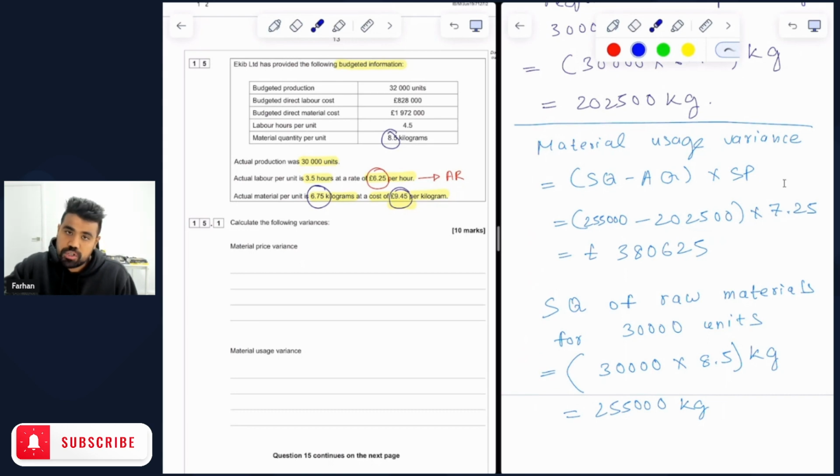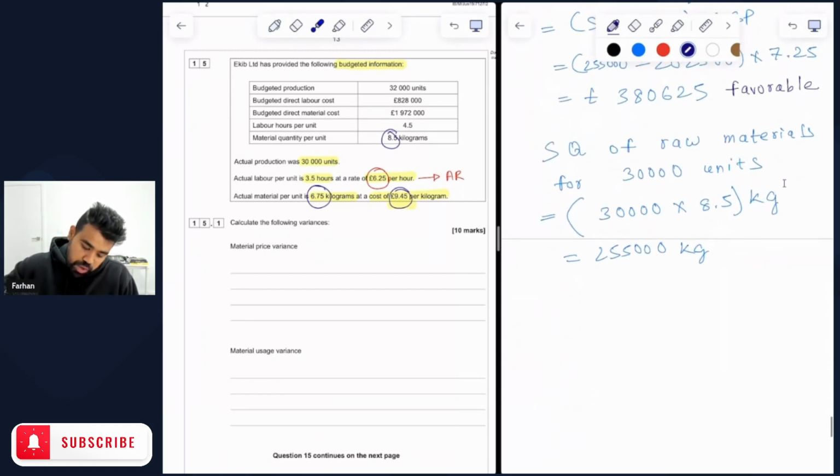So that is why next to £380,625, remember to write favorable. And you should do this in exam as well because you will lose marks if you do not write adverse or favorable. Now we've got two of the material variances sorted.